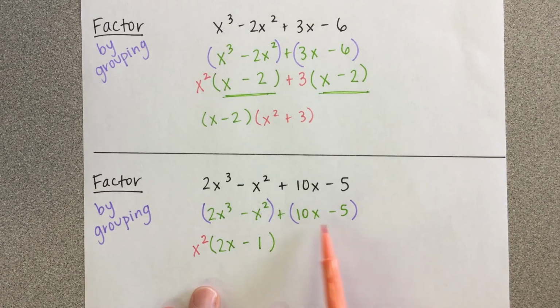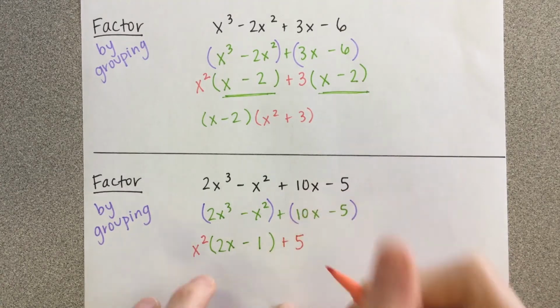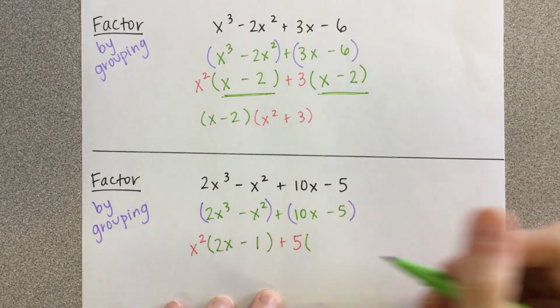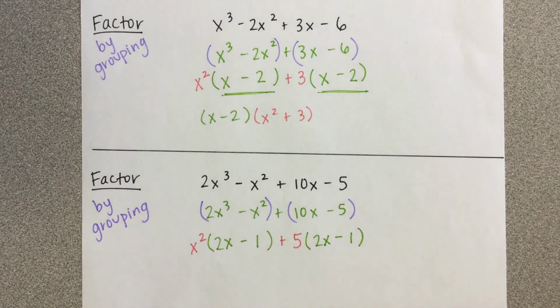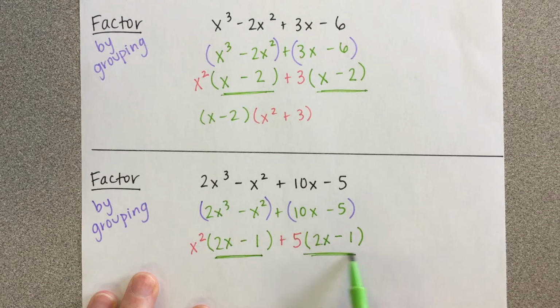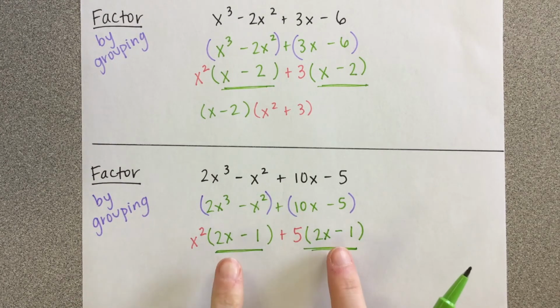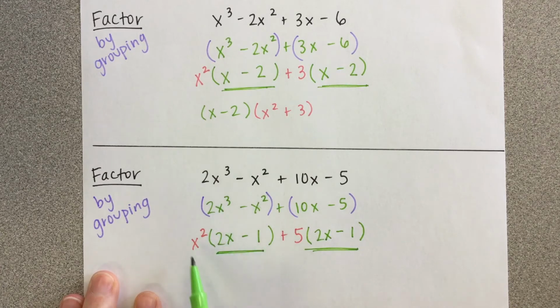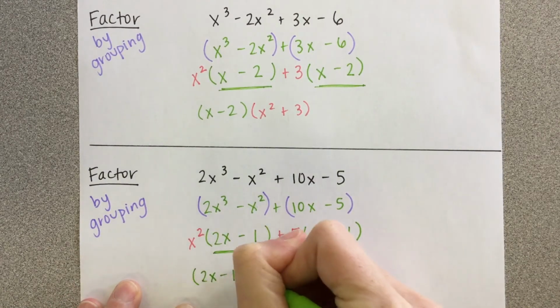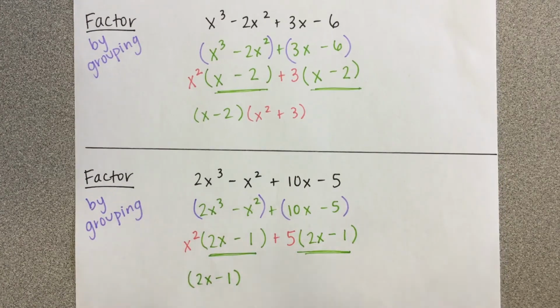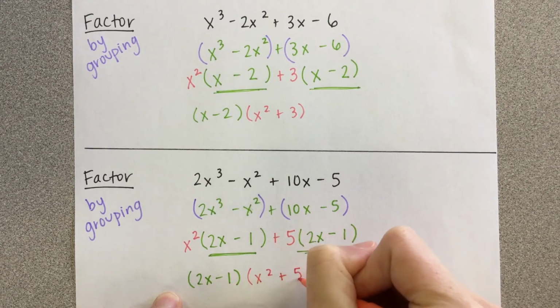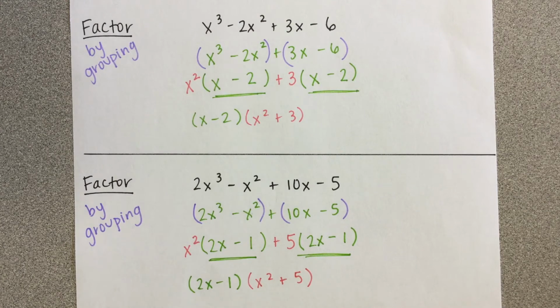And then from the second group, a common factor is 5, so plus 5 times, this would have to be a 2x, and this would have to be a -1. And look there, we ended up with the same things in both sets of these parentheses. So now, this part of our expression has a factor of 2x minus 1, and so does this part of our expression. So we're going to factor out the 2x minus 1, the common factor. So we're factoring that out, and we're left with x squared plus 5. And there we go. We have factored our polynomial.